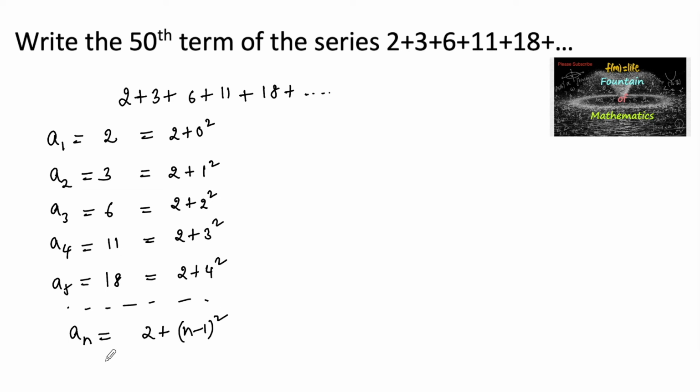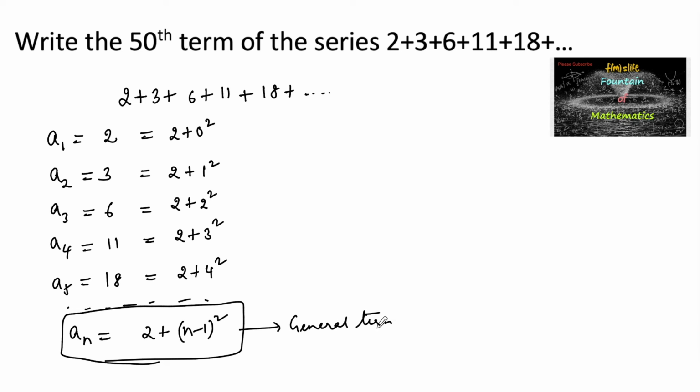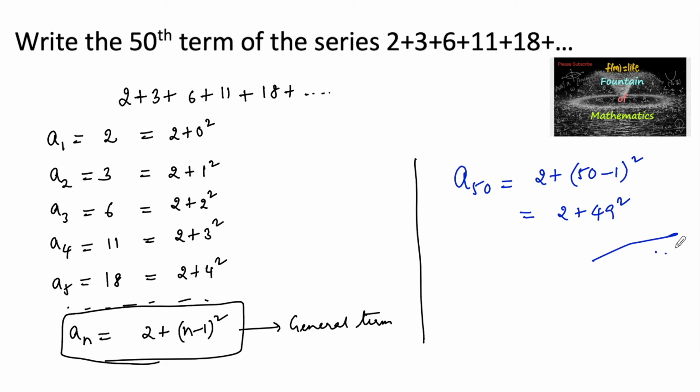So we can consider the general term for the given series as an is equal to 2 plus n minus 1 whole square, and hence we can say the 50th term we can write as 2 plus 50 minus 1 whole square, that is 2 plus 49 square. So 49 square plus 2 is the answer.